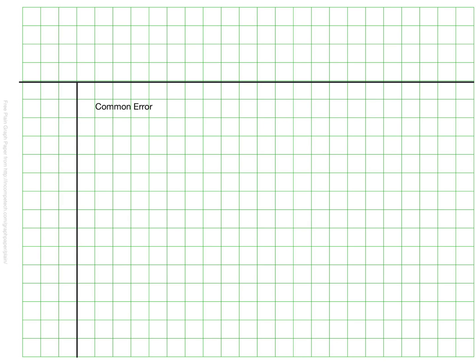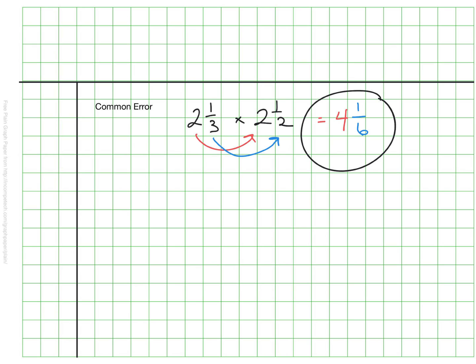As usual, I like to point out common errors. So I just want to take a moment to show you a common error that I see. I sometimes see students doing it this way where they say, oh, 2 times 2 equals 4. And then they say, 1/3 times 1/2 equals 1/6. And I just want to point out that this does not work, right? That is not how we multiply. We always have to change things into our improper fractions.